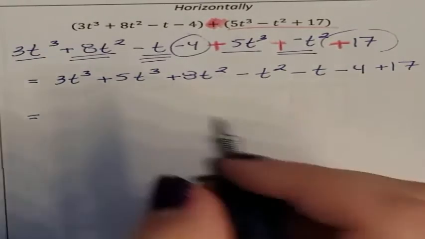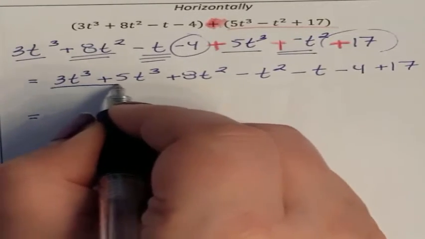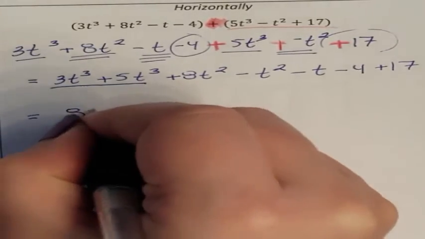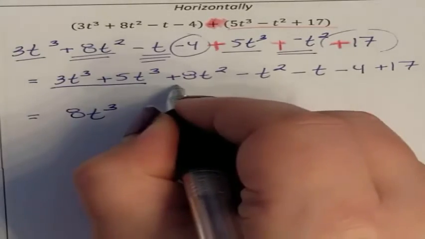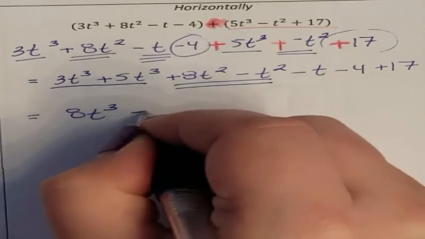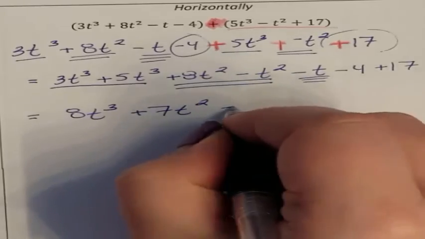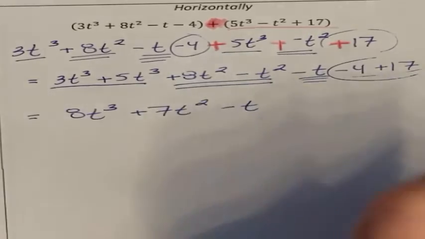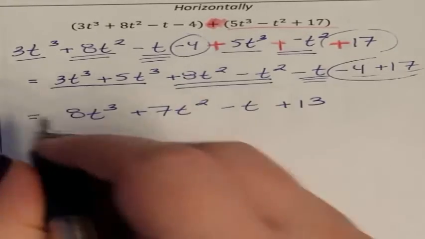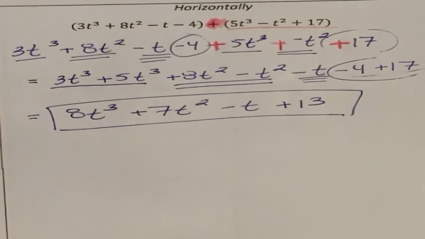Combining like terms. T to the thirds can only go with t to the third, so I have 8t to the third. T squareds can only go with t squared, so I have a 7t squared. T's can only go with t's, he's the only t, and constants can only go with constants, so I have a plus 13. This is how you would have solved it horizontally.